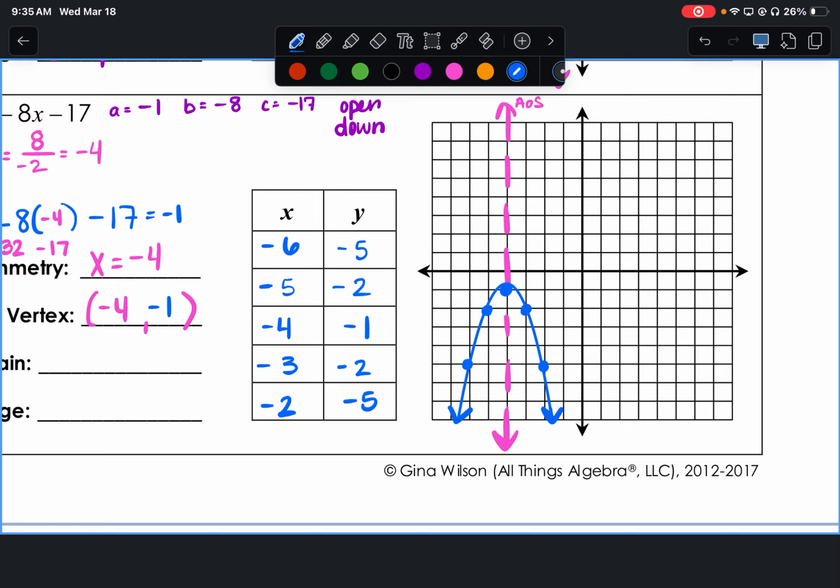Thank you. It was just a little squeaky, so I was worried. All right, your table should be filled in like this, and that should be your graph.